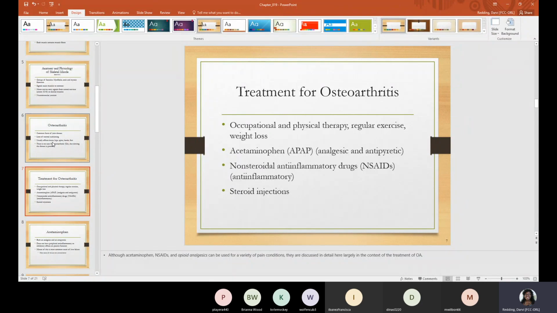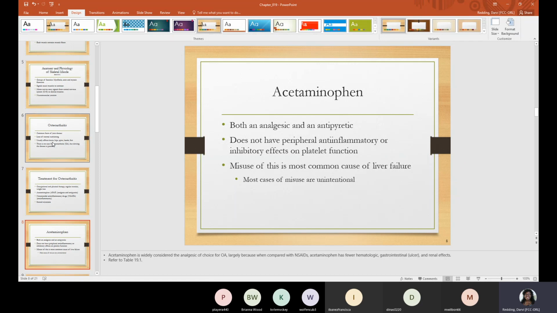And so although acetaminophen and NSAIDs and even opioid analgesics can be used for a variety of pain conditions, they are discussed in detail here largely in the context of the treatment of osteoarthritis. So a patient can be on opioids to help with the pain, NSAIDs to help with the pain and inflammation, or be given acetaminophen to assist also with the pain. So now that we talked about a few of the drug classes that are going to help with the treatment of osteoarthritis, let's next get into a better understanding of what acetaminophen is.